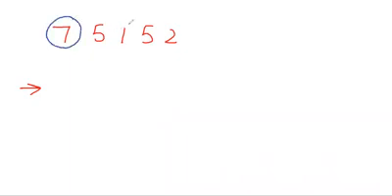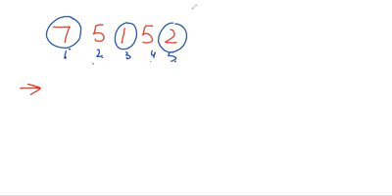you have a number 75152. So first of all, digits at odd places. What are the odd places? The odd places are 1, 3 and 5. Place number 1, place number 2, place number 3, place number 4, place number 5. So odd places are 1, 3 and 5. 2 and 4 are the even places. So we have the odd place digits 7, 1 and 2.